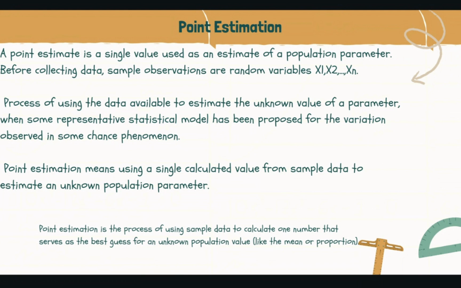The last one is that point estimation means using a single calculated value from sample data to estimate an unknown population parameter. If you are confused, here are the key points. Point estimation is the process of using sample data to calculate one number that serves as the best guess for an unknown population value, like the mean or proportion.